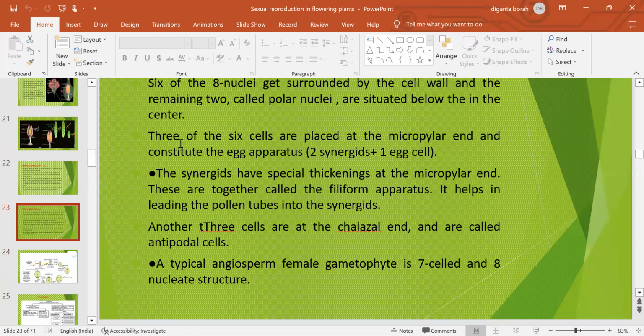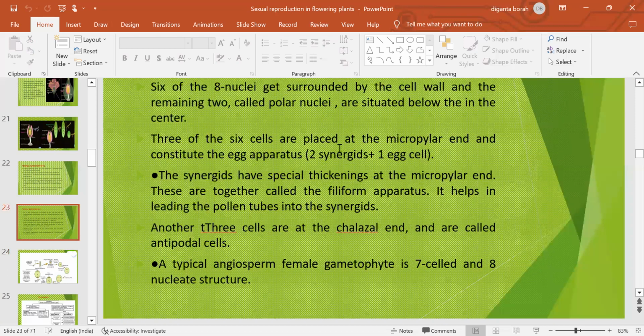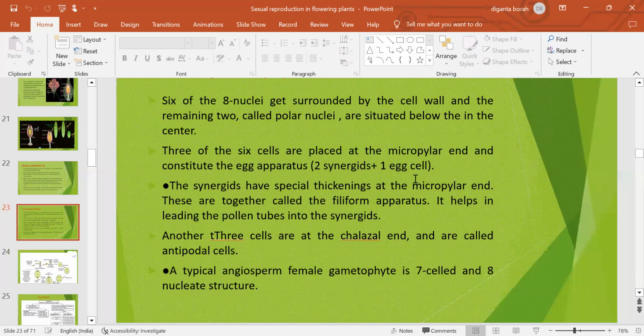So look, here it is sitting. The 3 of the 6 cells are placed at the micropylar end and constitute the egg apparatus. Egg apparatus, a question may come, then you have to write egg apparatus means 2 synergids plus 1 egg cell. And out of this, I will show you in this diagram.